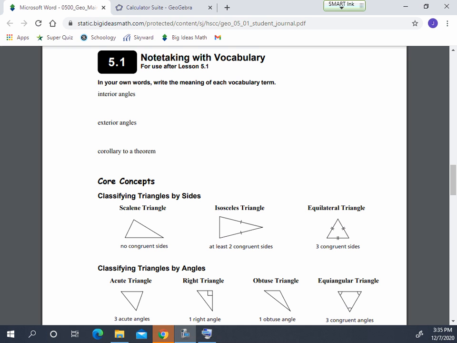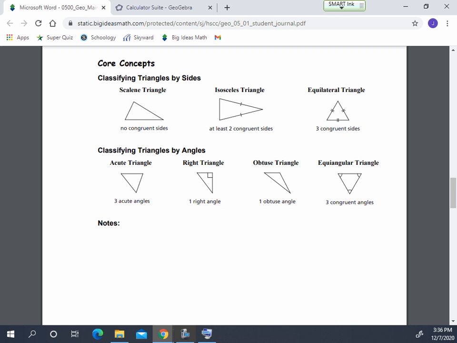Here we go, moving on. Here we're classifying triangles by sides, right? When we don't have any congruent sides on a triangle, it's called a scalene triangle. When we have at least two congruent sides, look at that word there, at least two congruent sides, we have an isosceles triangle. And when we have three congruent sides, we have an equilateral triangle. So, is an equilateral triangle an isosceles triangle? Yes, it is. But an isosceles triangle is not an equilateral triangle. Right? Okay, so know the definition between those three.